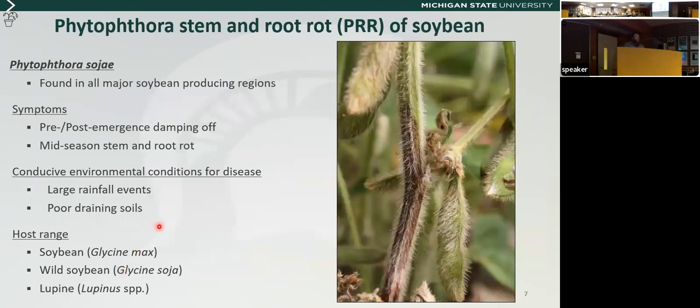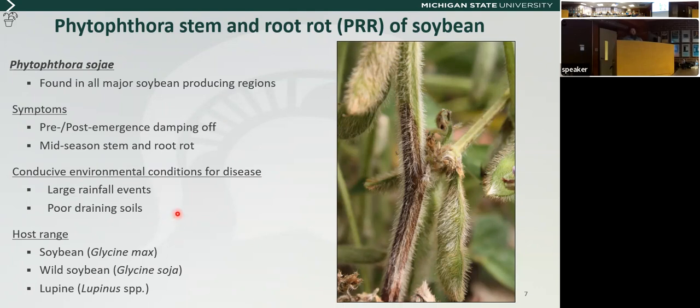So some background on Phytophthora sojae, just so we all know what we're talking about. This pathogen is found in all major soybean producing regions. It causes pre- and post-emergent damping off, but its diagnostic feature is really this chocolatey brown lesion that works its way up from the crown of the plant up the stem. And you can see this anytime during the season. So it's not necessarily only a late season disease. It will usually only happen after the soybean plants themselves have grown quite a bit.